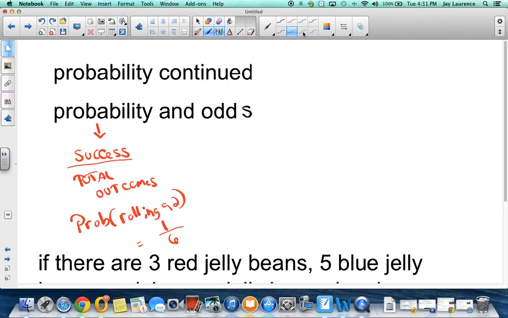Okay? Now, odds are very similar to probability, except they're defined as the success over the failures. Success over failures. So, if you're playing my game, the probability of rolling a 2 on a 6-sided die, how many ways are there to win? Well, there's 1. How many ways are there to lose? There's 5. So your odds are actually 1 out of 5.